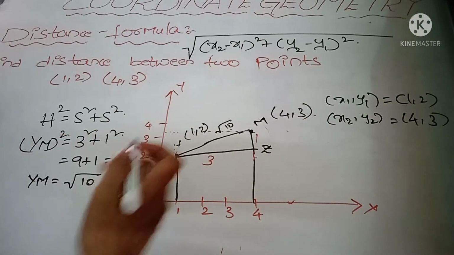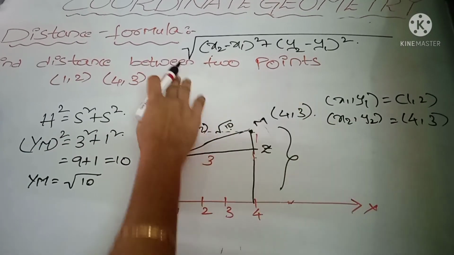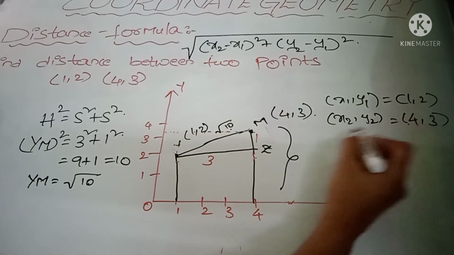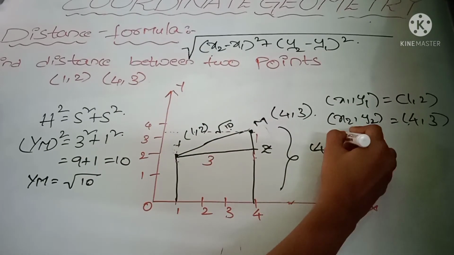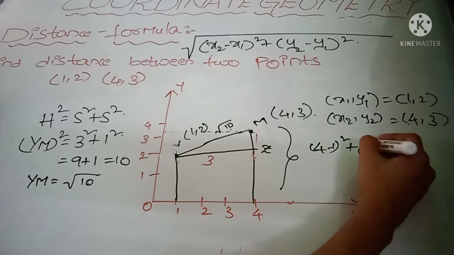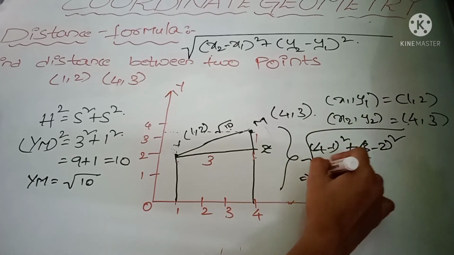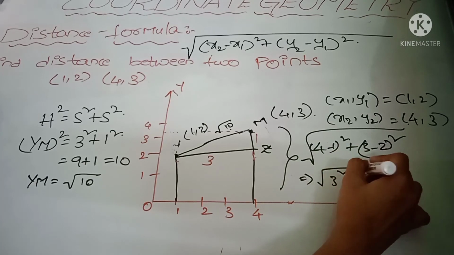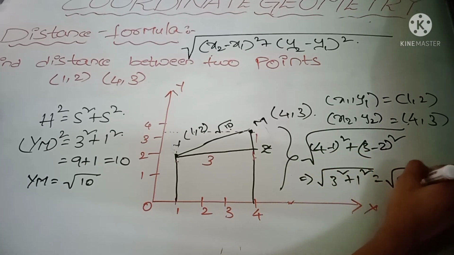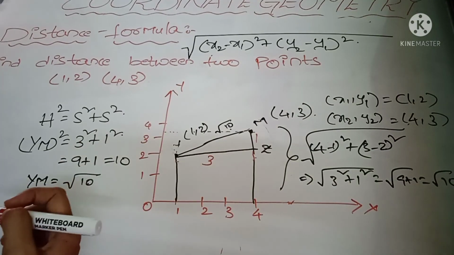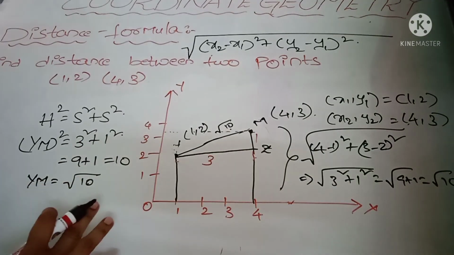Okay, now the given formula is x2 minus x1 whole square plus y2 minus y1 whole square. What is x2 here? 4. So 4 minus 1 whole square plus what is y2? 3. 3 minus 2 whole square, square root of that. 4 minus 1 is 3 square and 3 minus 2 is 1 square, that is 9 plus 1, that is equal to root 10. Isn't it? Up to here clear?